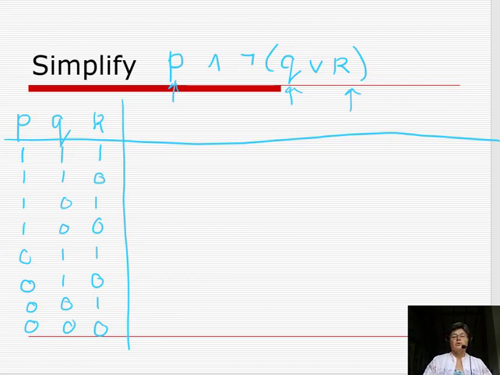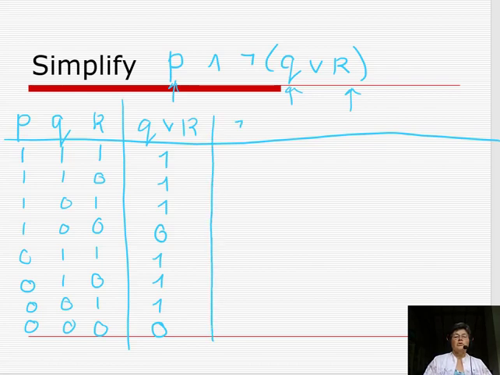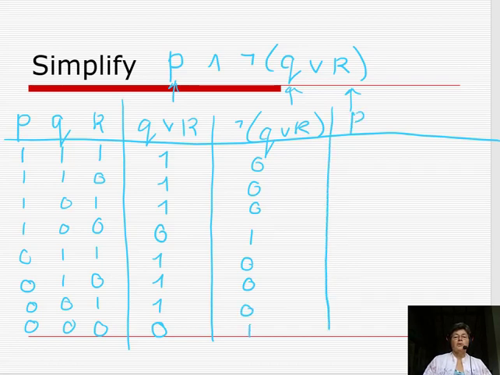Let's start with the thing between brackets. Q or R gives us 1 1 1 0 1 1 1 0. Then we have the negation. Not (Q or R) will give us 0 0 0 1 0 0 0 1. Then we make a combination with P: P and not (Q or R), which gives us 0 0 0 1, and then 0 0 0 0.